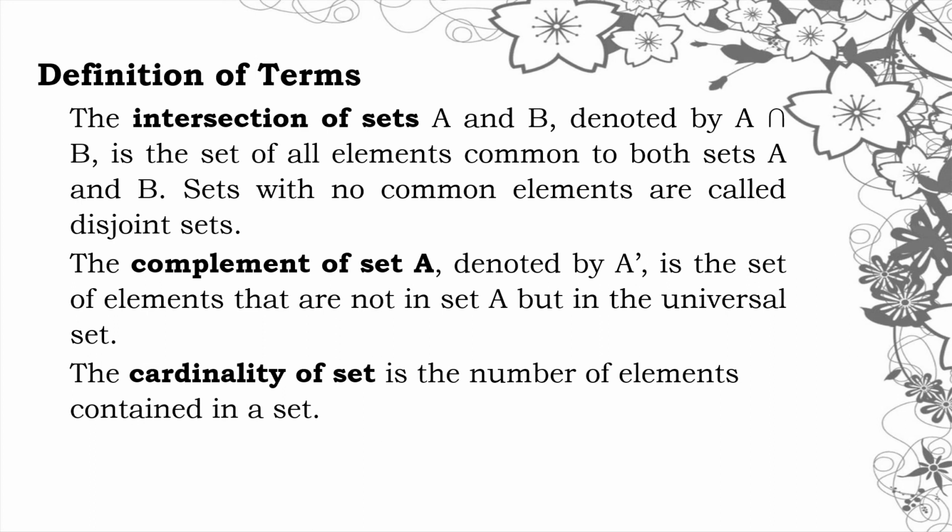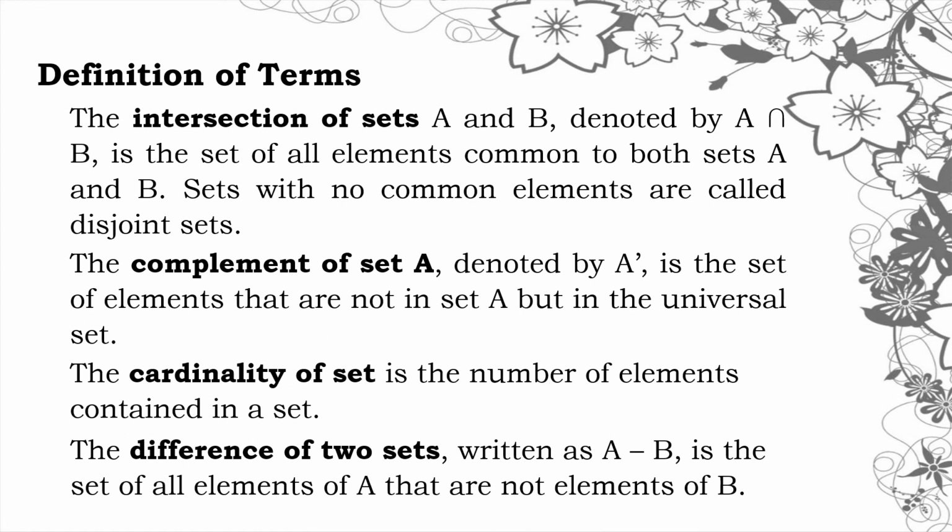Next is the cardinality of a set. The cardinality of a set is the number of elements contained in a set. And last but not least, the last term is the difference of two sets. It is written as A minus B and is the set of all elements of A that are not elements of B.